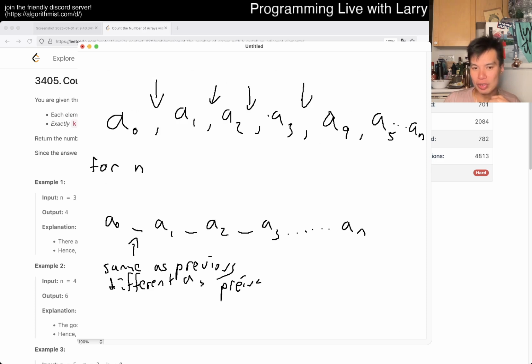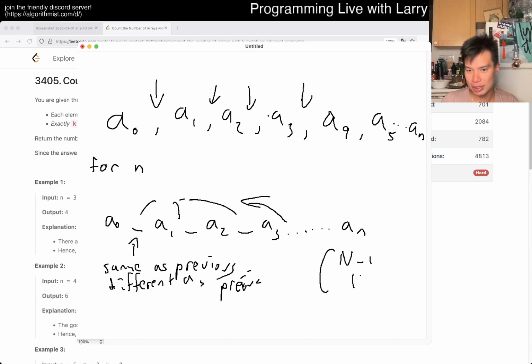But in total, I'm misspelling it. Okay, fine, you get the point. In total, there are k of these, and because there are n minus 1 of these spaces to choose from that we want the same, we have n minus 1 choose k. So that's the first part: the k components, we choose k of them to be exactly the same.